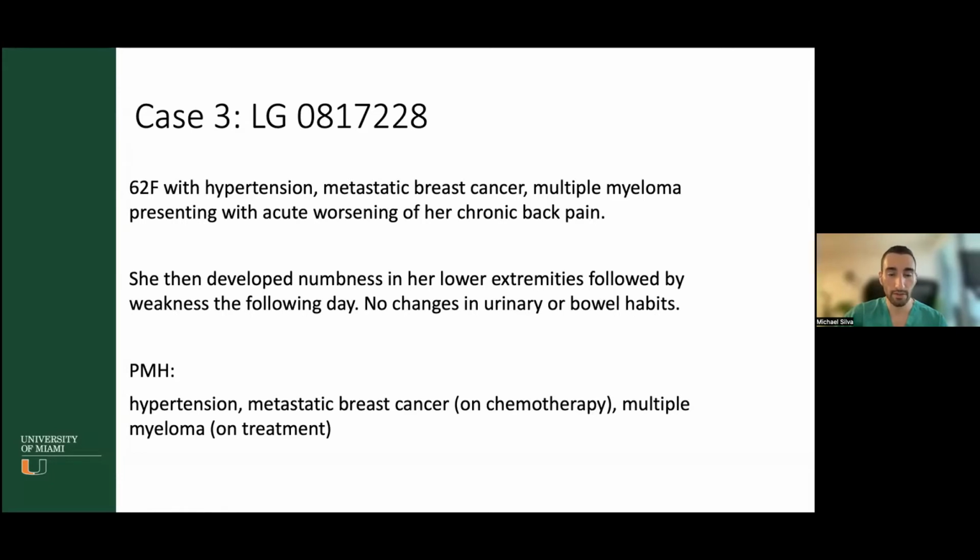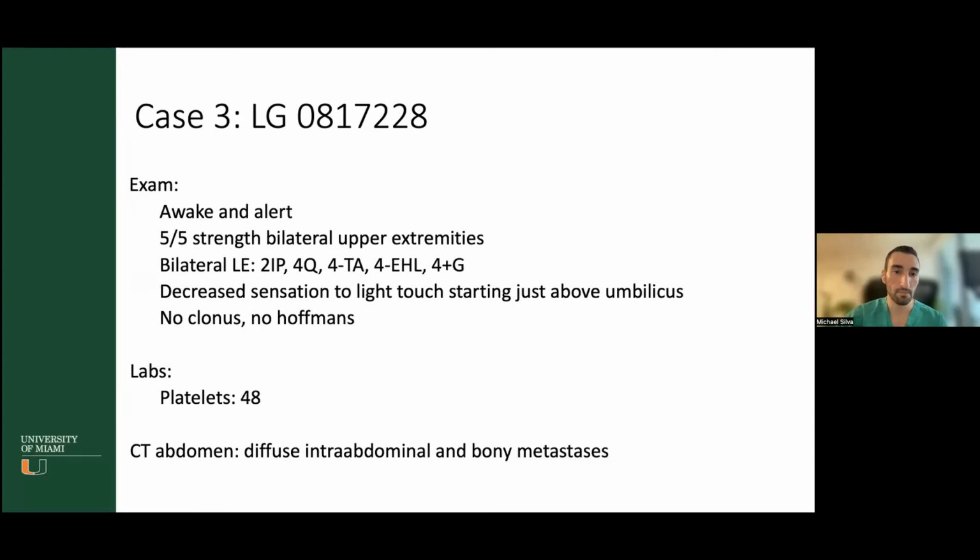Past medical history, as I mentioned, metastatic breast cancer, currently on chemotherapy, also with multiple myeloma, also being treated currently. On exam, weakness in the bilateral lower extremities, most notably in the hip flexors, 2 out of 5 in the bilateral hip flexors. Decreased sensation to light touch, starting just above the umbilicus. No clonus or Hoffman's. Her platelet count 48, and we did a CT of the abdomen showing diffuse intra-abdominal and bony metastases. So Long, based on just the story and the exam, what are some things that are going through your mind, and where might you want to look with your imaging?